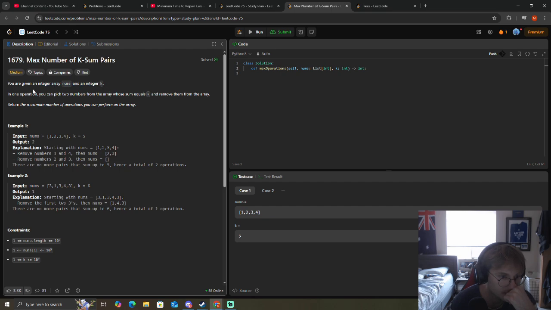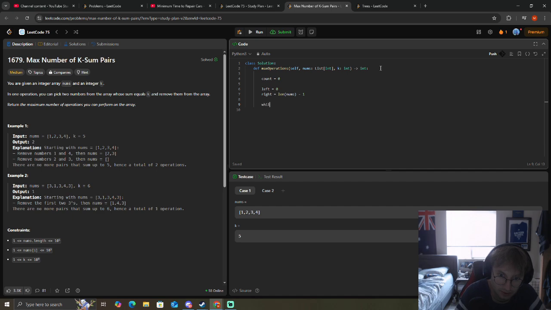Given an integer array nums and an integer k. In one operation, you pick two numbers from the array whose sum equals k and remove them from the array. Return the maximum number of operations you can perform on the array. Okay, I think we create a count. I think we create a left pointer here and our right pointer is at the end of the array, minus 1. While left is less than or equal to right.